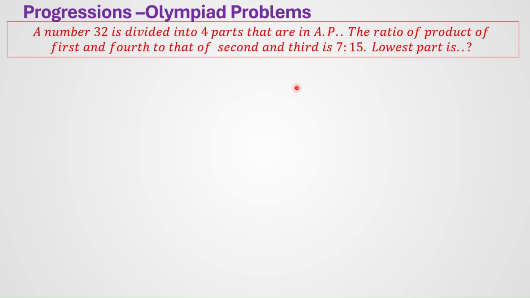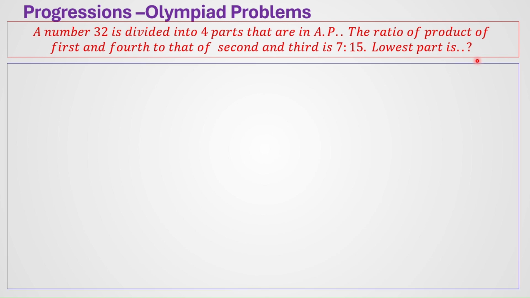A number 32 is divided into 4 parts that are in AP. The ratio of the product of first and fourth terms to that of second and third terms is 7 is to 15. What is the lowest part?